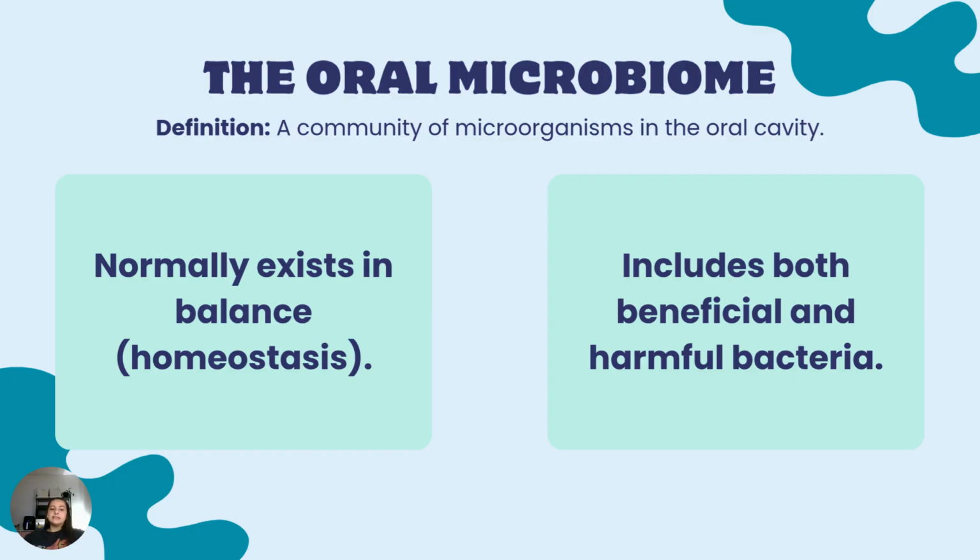And the mouth provides an ideal environment for microorganisms because it contains warmth, moisture, nutrients, and multiple surfaces for bacteria to attach to. However, problems begin when the balance becomes disrupted, which is called dysbiosis. Now, dysbiosis allows harmful bacteria to dominate the oral environment, leading to inflammation and disease. Now, factors that can contribute to dysbiosis include poor oral hygiene, smoking, stress, poor diet, certain medications, and systemic diseases such as diabetes. And this imbalance is one of the major factors involved in periodontal disease.